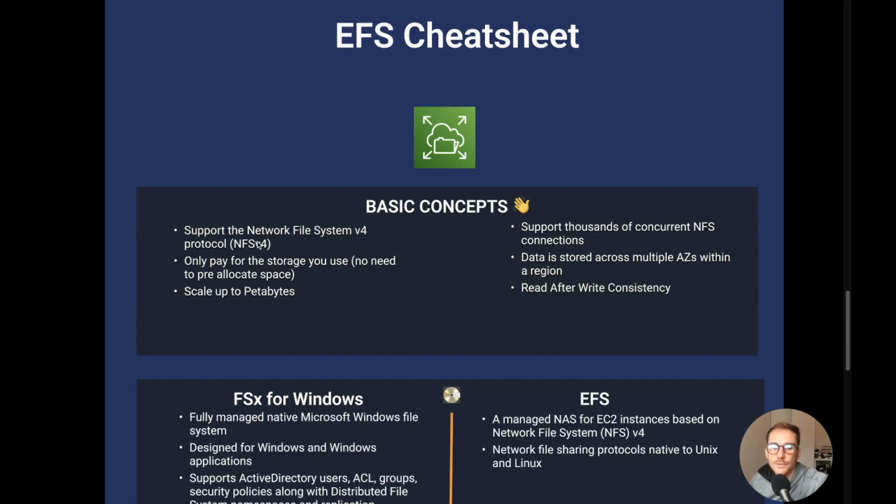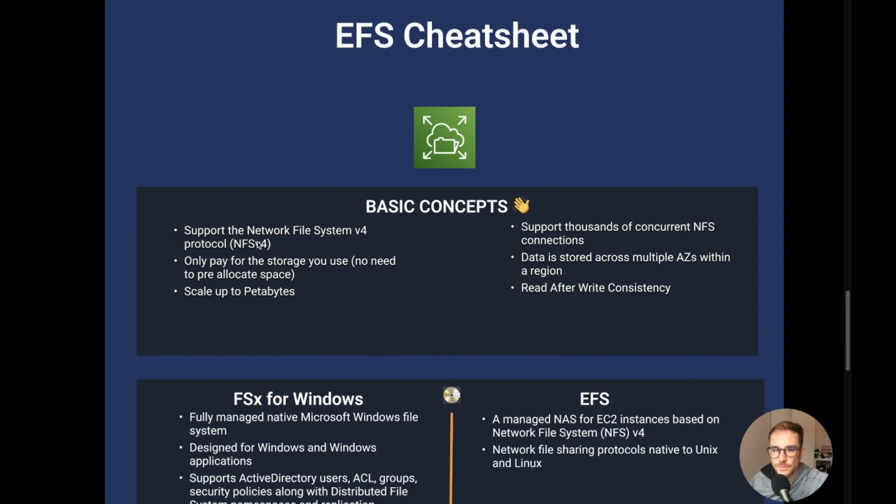So it's not like when you create a volume with EBS, where you have to select the gigabytes that you want to use. Here you only pay for the storage that you use, and you don't need to select it when you create the EFS. It's going to be handled by AWS. It can scale up to petabytes, and it supports thousands of concurrent NFS connections. And again, this is all scaled by AWS for you.